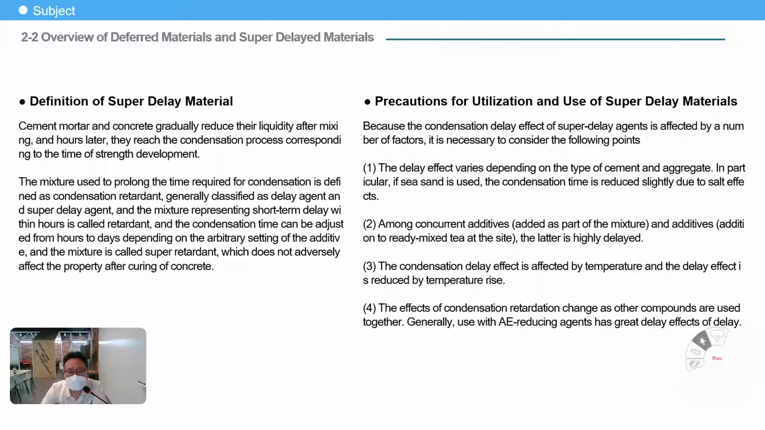This is the section on precautions for utilization and use of super delayed materials. 1, 2, 3, 4. It is necessary to consider the flow point, the delay effect, and the amount of additive, the delay effect, and the AE reducing agent.